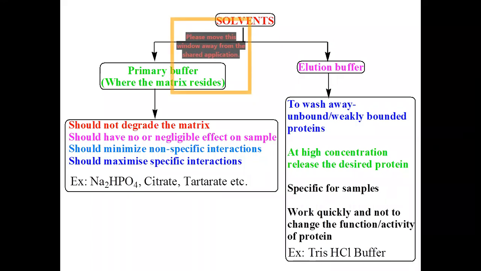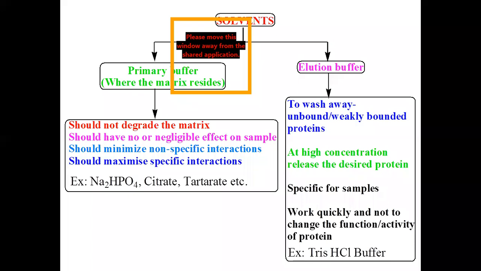And it should not have any effect on the sample. Even if it does, it should be negligible. So the primary buffer should interact with neither the matrix nor the sample. And it is used in such a way that there must not be any non-specific interactions between the matrix or the biomolecule and the ligand. The specific interaction we anticipate is between the ligand and the biomolecule, but the matrix should not interact with the biomolecule, or there must not be any non-specific interaction between the ligand and the biomolecule. It must be only specific.